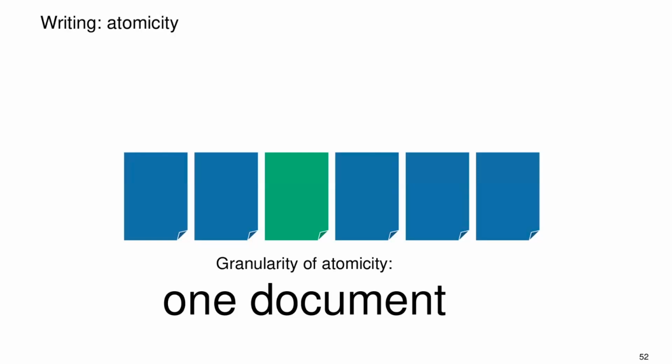So that's what we call the granularity of atomicity. Atomicity here has nothing to do with atomic values in objects. That's atomicity in the sense of transaction, the fact that it's first one person and then another person, right?